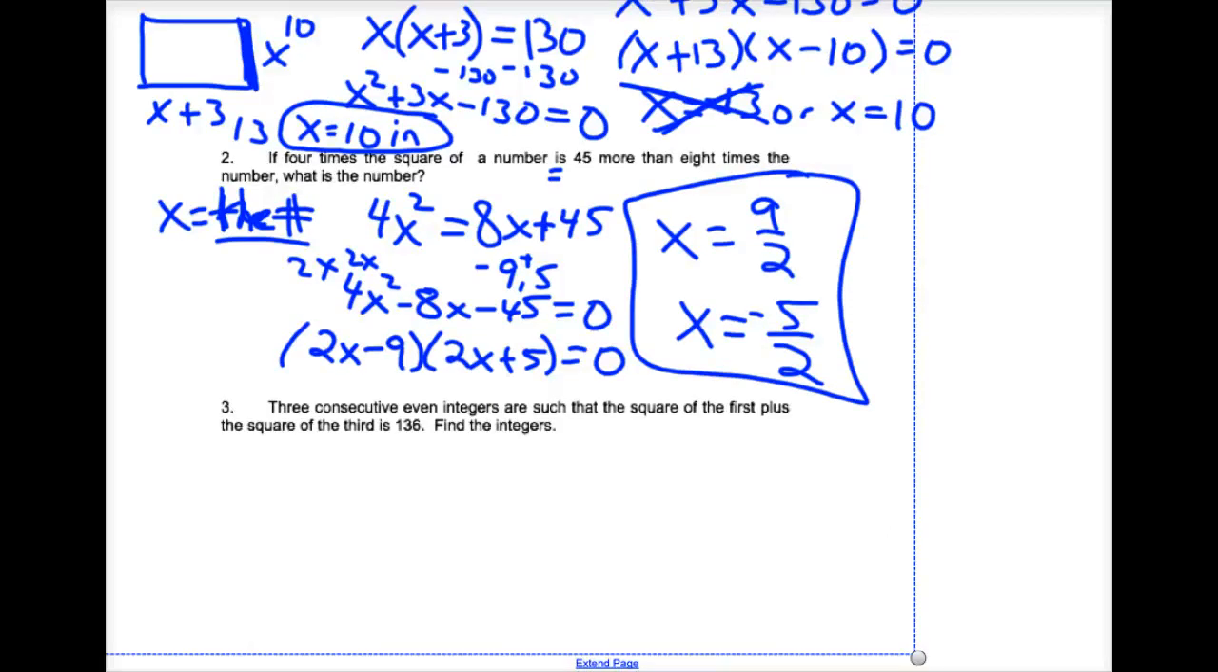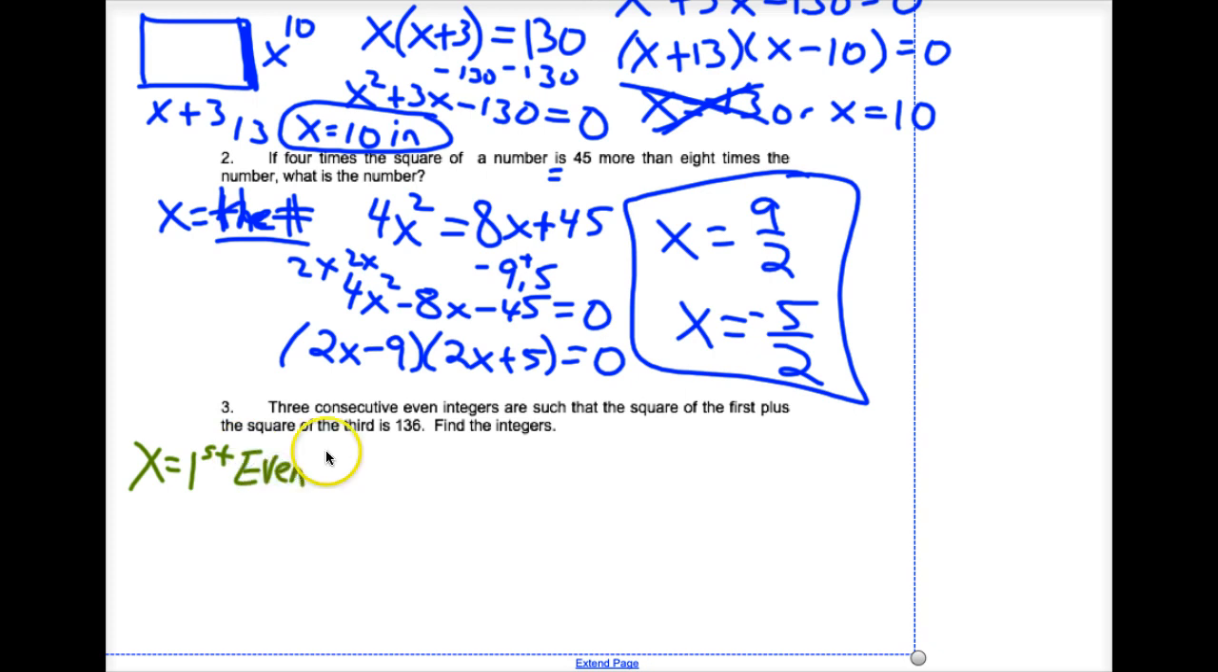All right, how many of you guys remember consecutive integer problems? Easy. I love those. They're not bad. All right, we're going to try to find 3 consecutive even integers such that the square of the first plus the square of the third is 136. Find the integers. Okay? So, what variable do we use and what do we set it up to? X. X is what? The number. More specifically.